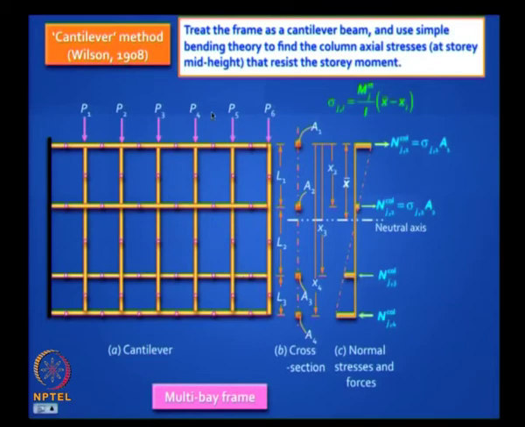If I am cutting the section here, then I have to multiply P6 into this distance plus P5 into that distance. So the story moments keep building up as I go to the ground floor, ground story. So you get the largest moments at the lowest end of the building. Is it clear?